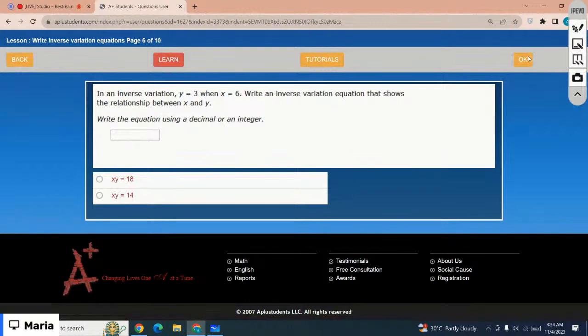Okay, in inverse variation, y equals 3 when x equals 6. Write an inverse variation equation that shows the relationship between x and y. So, which is the correct option? Option 1 or 2? Yes, that equals xy equals 18. Option number 1 is the correct option.